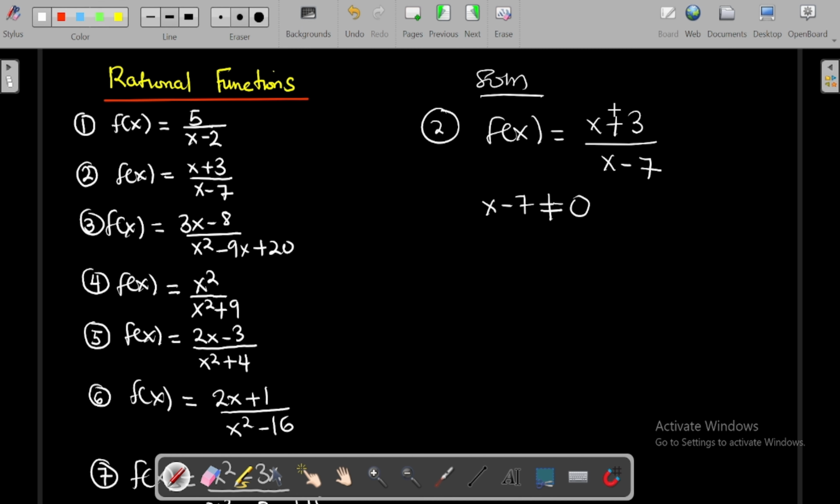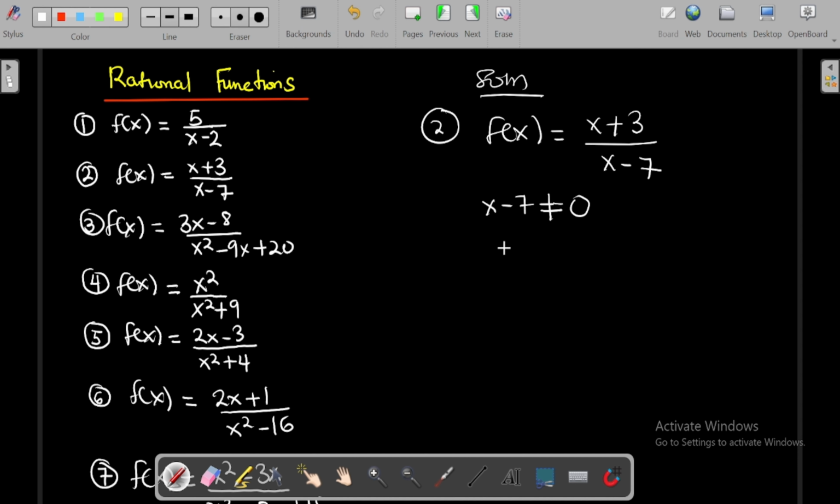The reason why we are only using the denominator is because for the numerator, there is no real number that you can put there to make the function undefined. If you put 0 here, you get 3. If you put negative 3 here, you get negative 3 plus 3, and then you get 0. That's why we only focus on the denominator, because that is what can result in the function being undefined.